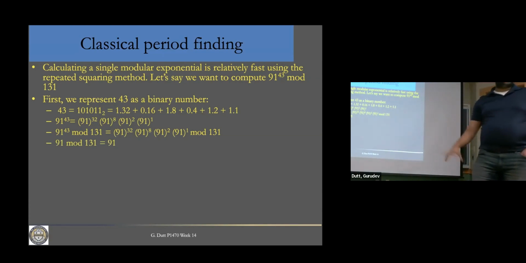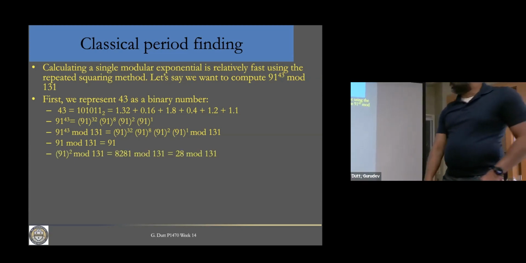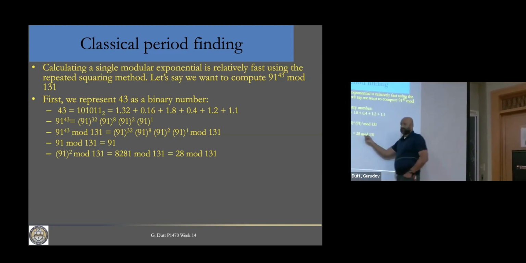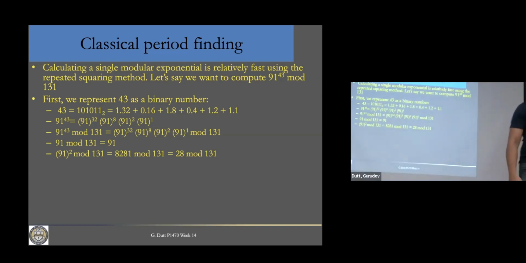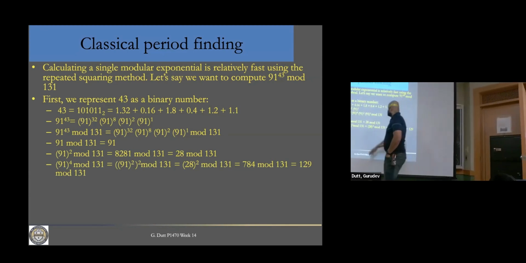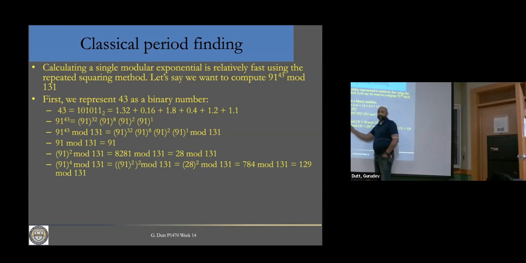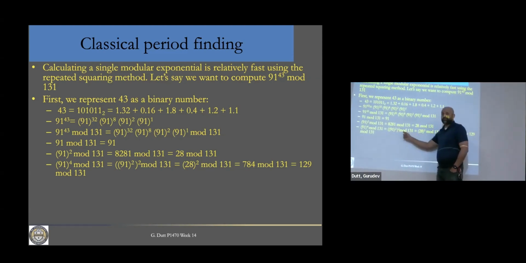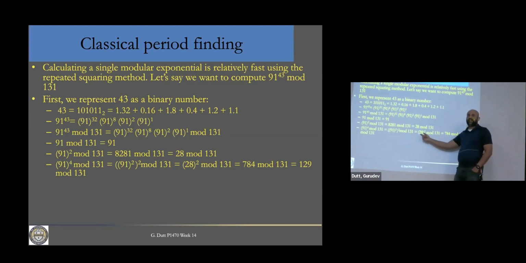91 modulo 131 is simply 91. Okay. 91 squared modulo 131, we do have to calculate it, but that's fairly easy on a calculator. 8281 modulo 131 has a remainder 28. 91 to the 4th looks a little bit more tricky, but we can write it as 91 squared, the whole squared. And that's just from the fact that 91 squared modulo 131 gives me a remainder 28. That's just 28 the whole squared modulo 131. Right?